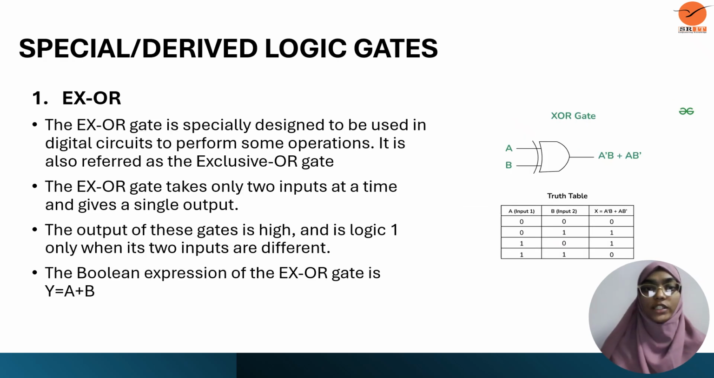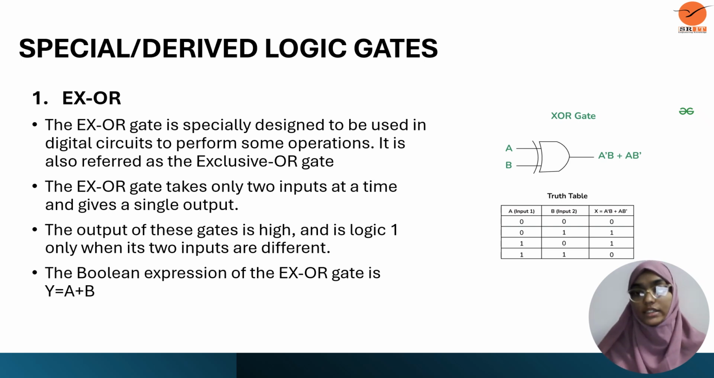And let us see the special or derived logic gates. In these we have two types. Let us see XOR. The XOR gate is specially designed to be used in digital circuits to perform some operations. It is also referred to as the exclusive OR gate. The XOR gate takes only two inputs at a time and gives a single output. The output of this gate is high, logic 1, only when its two inputs are different, and the Boolean expression of XOR gate is A xor B.